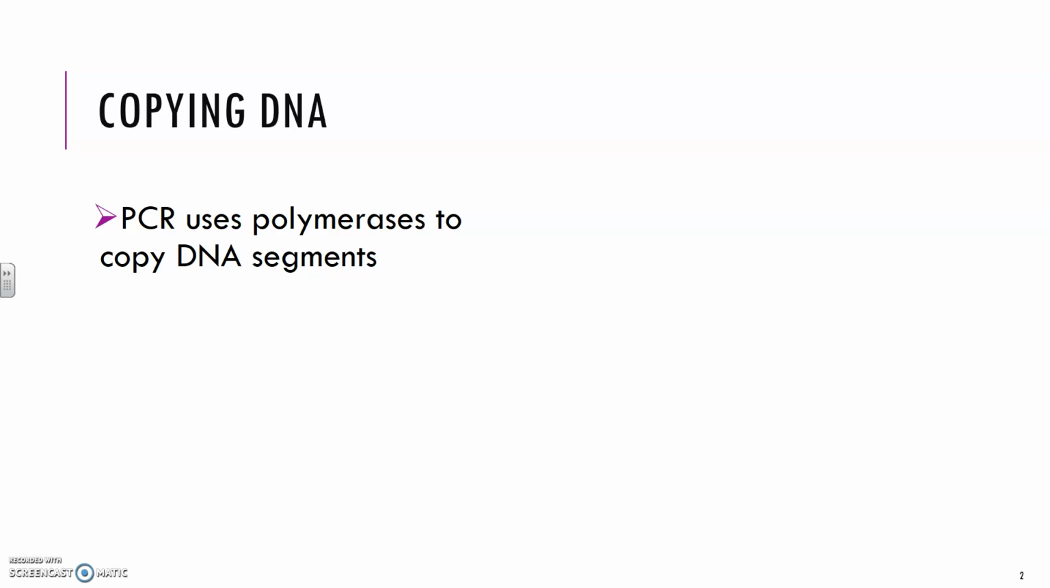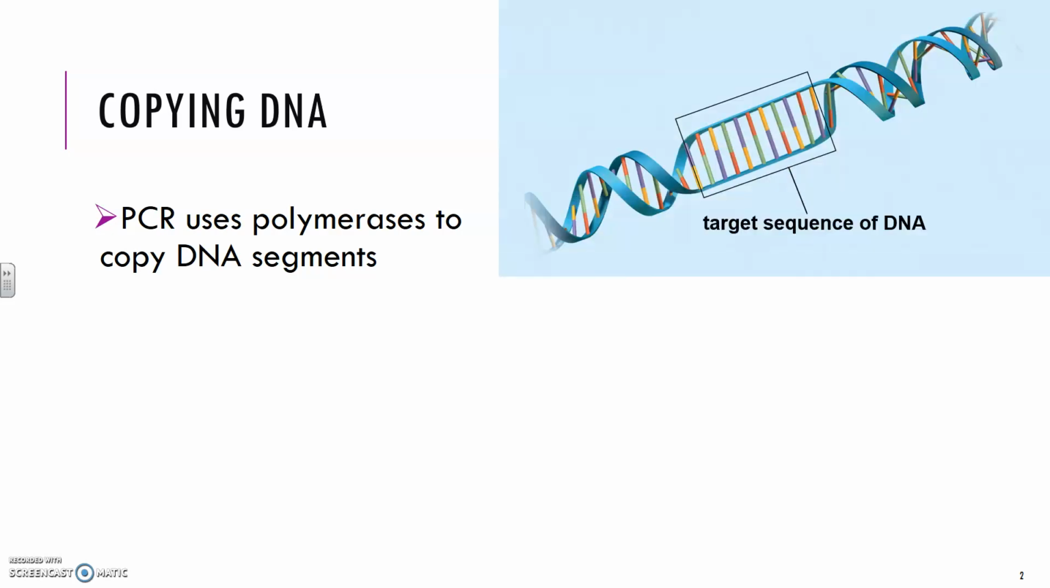because it actually hijacks the cell's natural way of copying DNA and does it just outside of the cell. So PCR, which is the polymerase chain reaction, uses polymerases, which are enzymes that basically will combine DNA nucleotides together, piece them together. So it uses these polymerases to copy DNA segments.